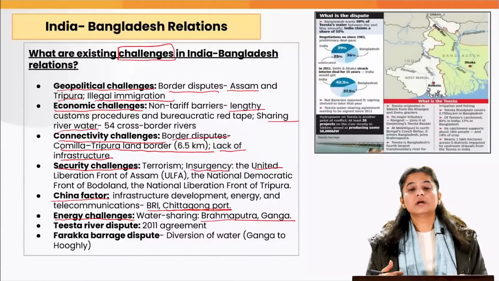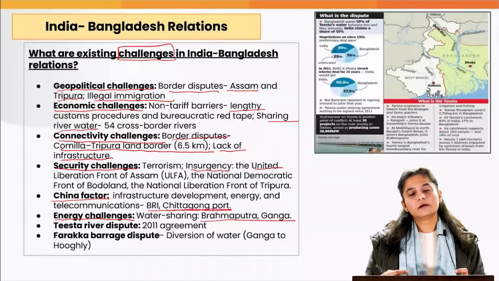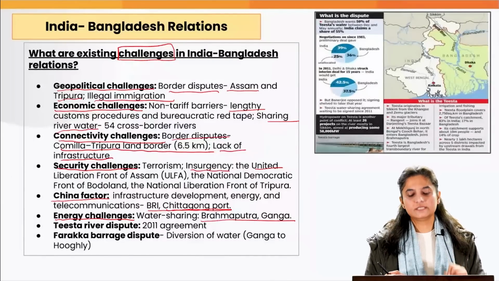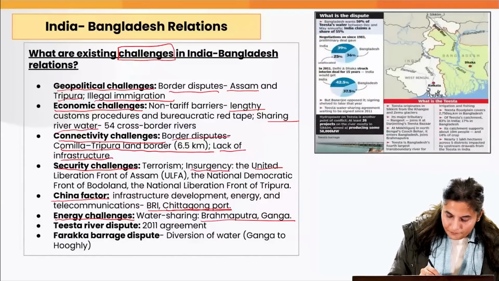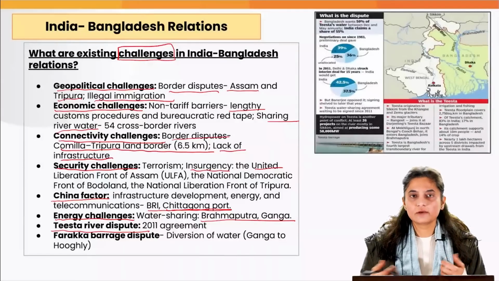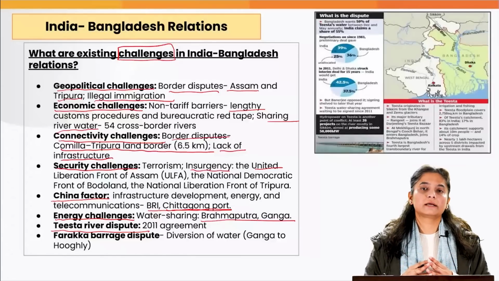Especially considering the two large rivers that India and Bangladesh share, the Brahmaputra and the Ganga, we need to solve this as an urgent priority. Then there is the Teesta River dispute. This issue has been highlighted time and again whenever it comes to India and Bangladesh relations.